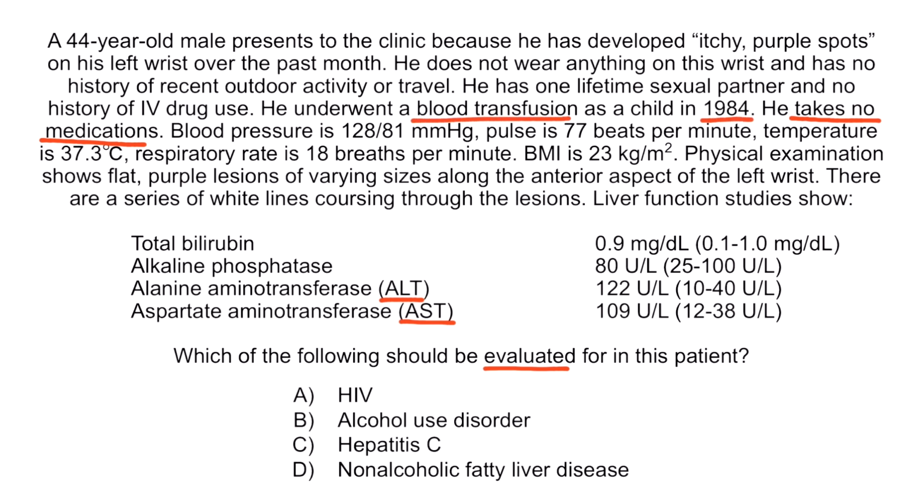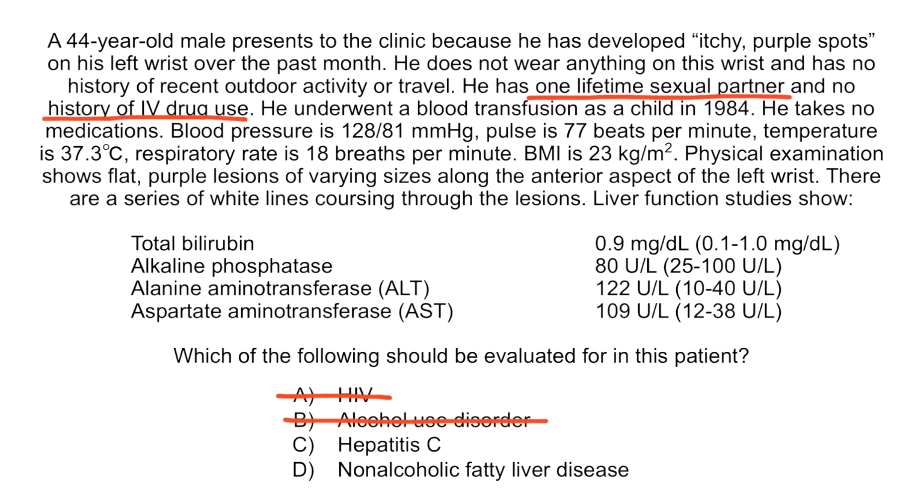This is an important piece of information because hepatitis C was not screened for in blood products until the early 1990s. Given this, answer choice C, hepatitis C, should be looked for in this patient, and this is the correct answer. Answer choice A is incorrect, as HIV does not appear to have a clear association with lichen planus. Additionally, this patient only has one lifetime sexual partner and has no history of IV drug use.